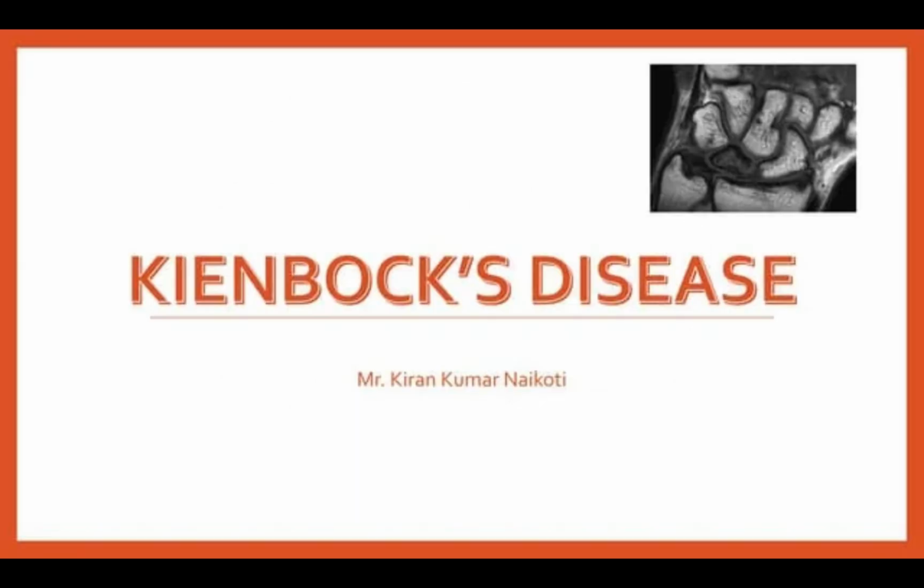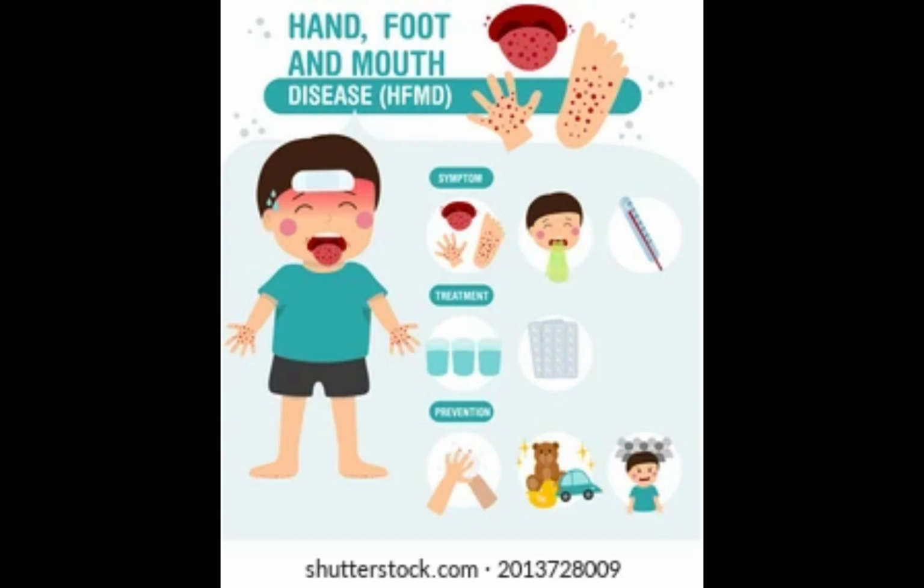Kienbock's disease. Kienbock's disease is a rare condition where the blood supply to one of the wrist bones, the lunate, is interrupted, leading to bone death and deterioration. It can cause wrist pain and limited mobility. Hand, foot, and mouth disease, or HFMD for short. Although more commonly seen in children, this viral illness can cause rashes and sores on the hands and feet, and can occasionally affect adults, leading to hand symptoms.